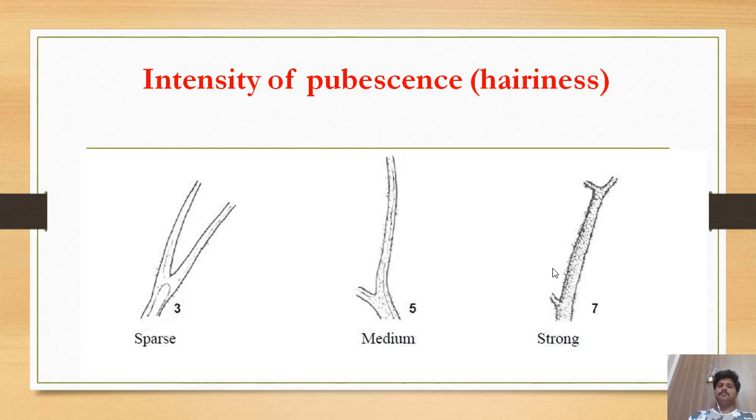Then intensity of pubescence. This is one more character for grouping. The first picture, if you look, shows sparse hairs. Pubescence is nothing but hairy nature. So sparse hairs. The second one, medium, in the sense a little more intensity of the hairs or pubescence, and strong. So this category has profuse hairiness.